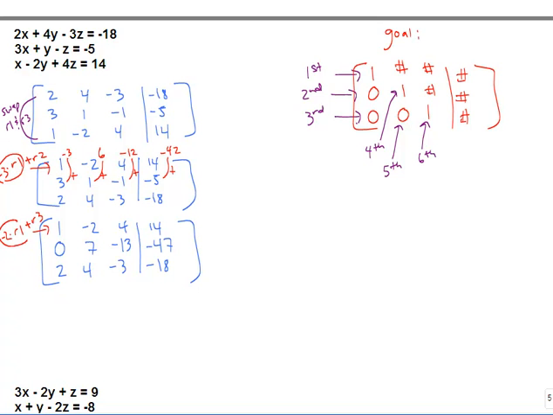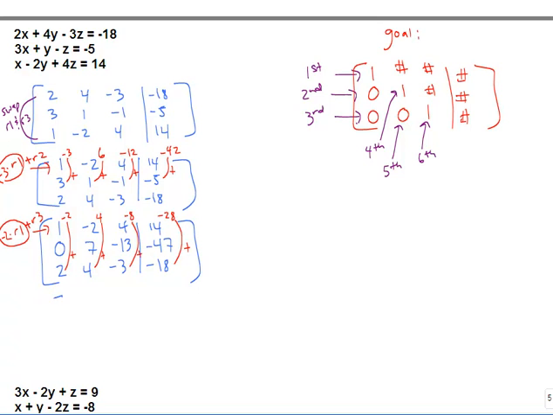So first let's do our multiplication. Negative 2 times 1 is negative 2. Negative 2 times negative 2 is positive 4. Negative 2 times 4 is negative 8. And negative 2 times 14 is negative 28. We're going to add that answer to row 3.